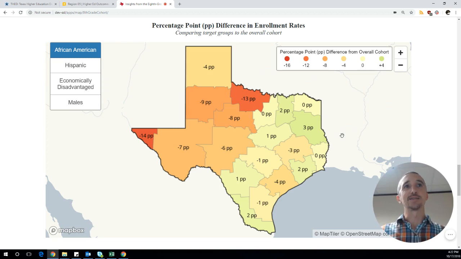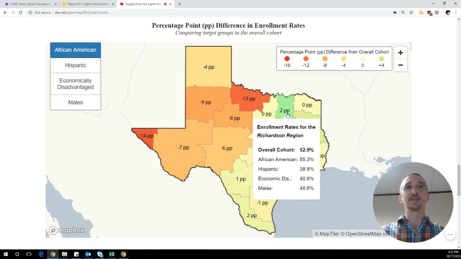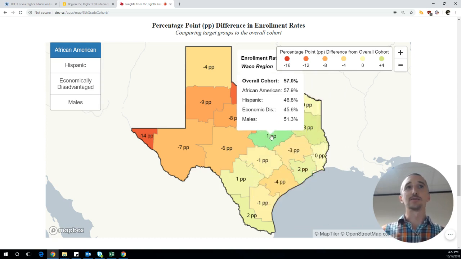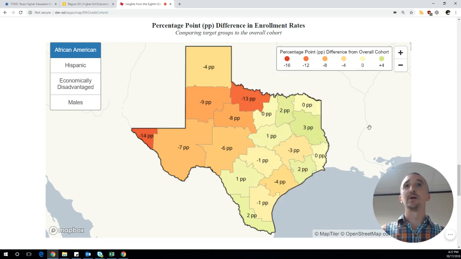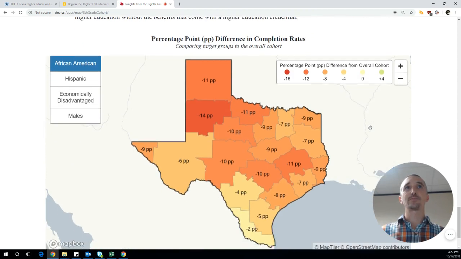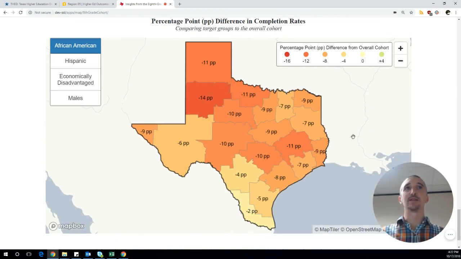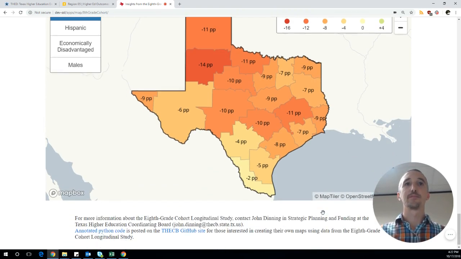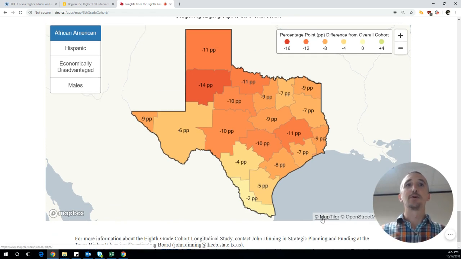But in East Texas, check it out, where we saw there was higher percentages of African Americans among the 8th graders, their percentage point difference is 0 in a lot of places. Here they enroll at higher rates or slightly lower rates, no big change. But compare that to the difference in completion rates, where we see them completing at lower rates than the rest of the 8th grade cohort that they were tracked with. So those are the maps.